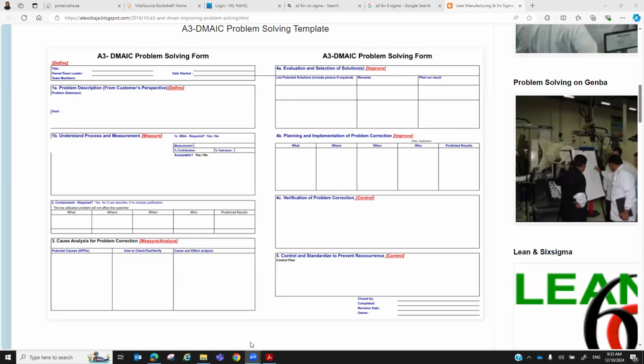Okay, can you see my screen? Yeah, this is the A3 thinking. Yeah. How to present the form, your problem, yeah.